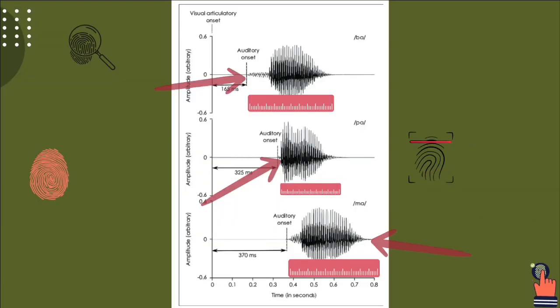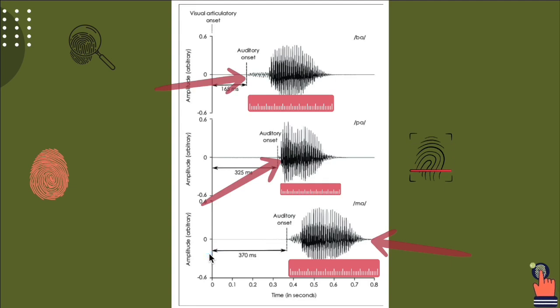Again, let's talk about acoustic phonetics. It is all about the physical properties of sounds, how they look and behave as waves in the air. This image shows us the waveforms of three different sounds: b, p, and m.